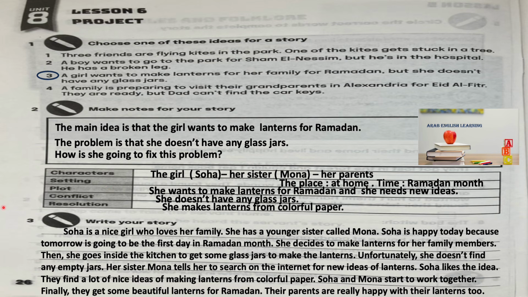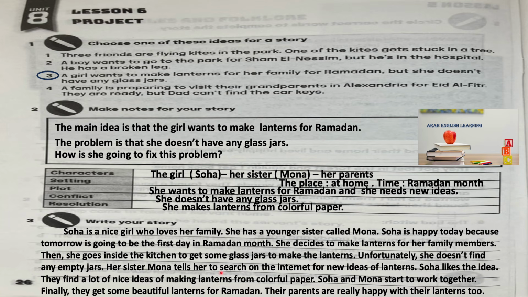I write it like that. I'll read it quickly for you. Soha is a nice girl who loves her family. She has a younger sister called Mona. Soha is happy today because tomorrow is going to be the first day in Ramadan month. She decides to make lanterns for her family members. Then she goes inside the kitchen to get some glass jars to make the lanterns. Unfortunately, she doesn't find any empty jars.